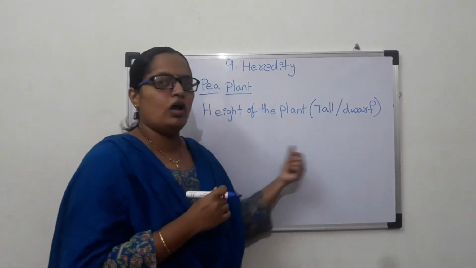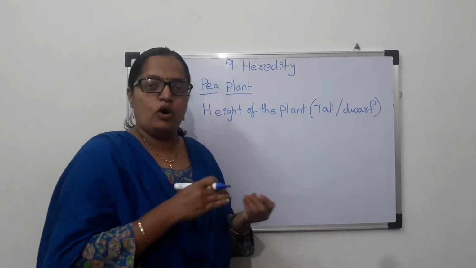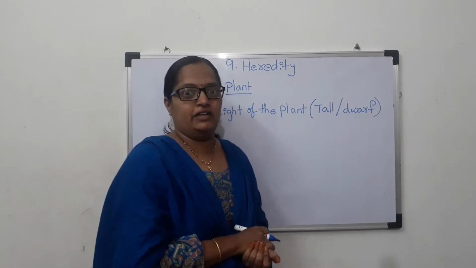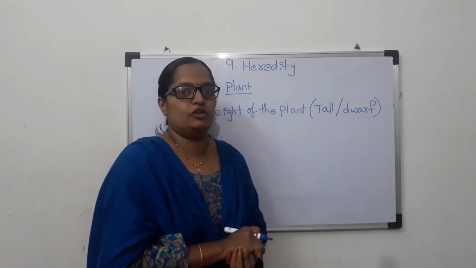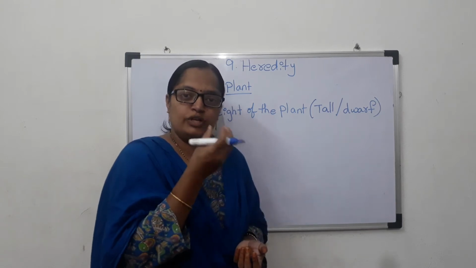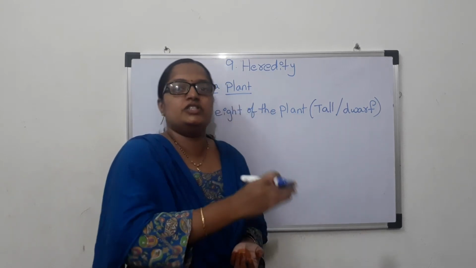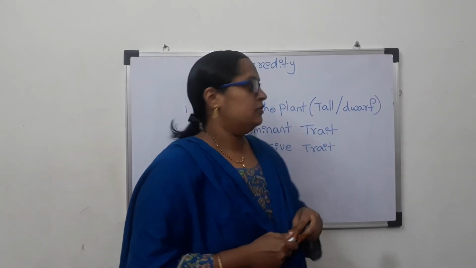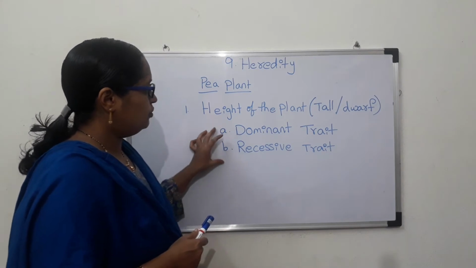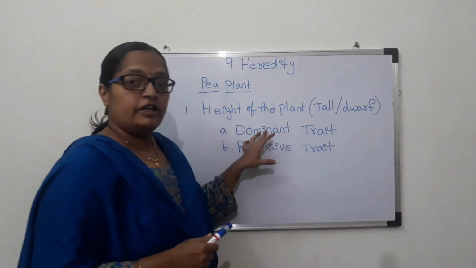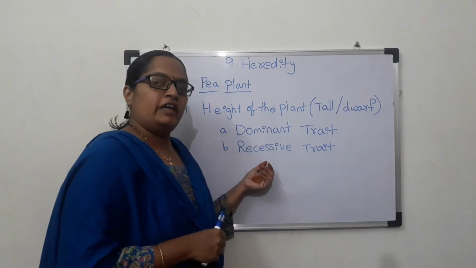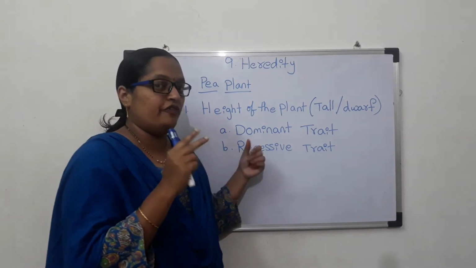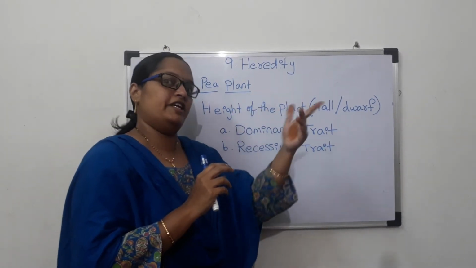Why are some plants tall and why are some plants dwarf? He wanted to study that in detail. So, he observed two traits in a single character. That means he observed two types of character change. What is that character change here? He observed two types of contrasting characters. In one character, there is a difference.